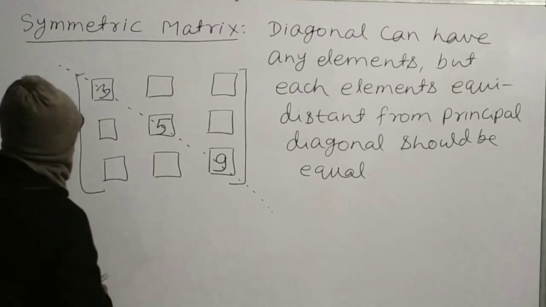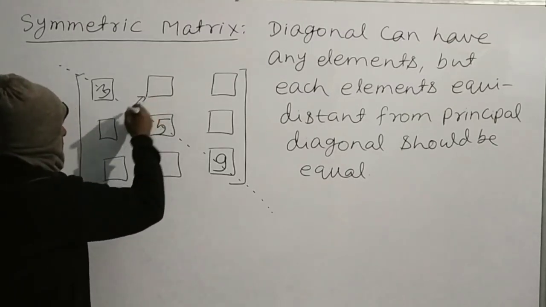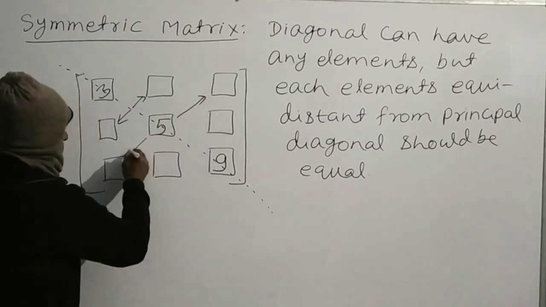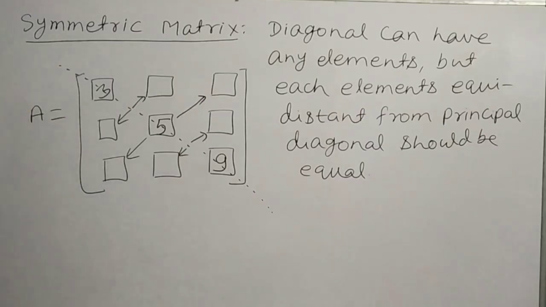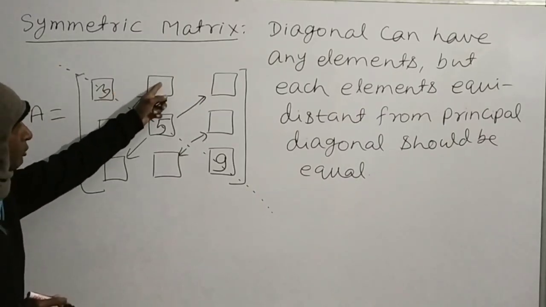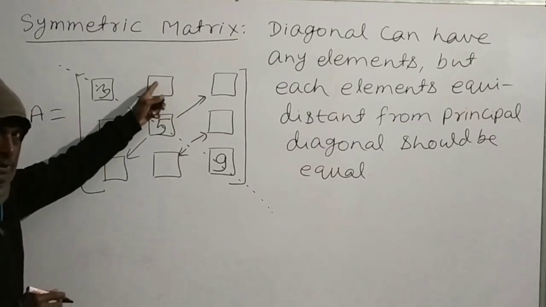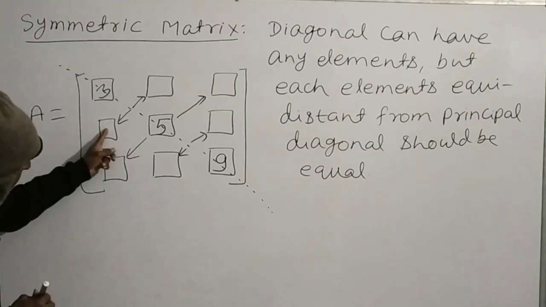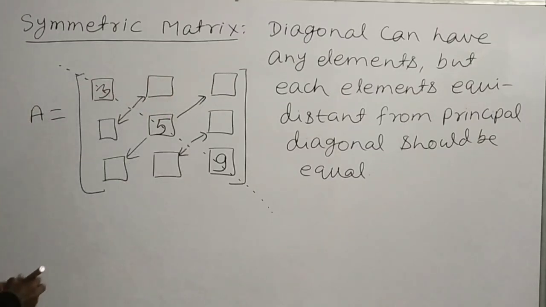Now, elements equidistant from this principal diagonal should be equal. If we write 5 here, then 5 will also be here. If we write 7 here, then we will have to write 7 here. If we write 13 here, then we will have to write 13 here.